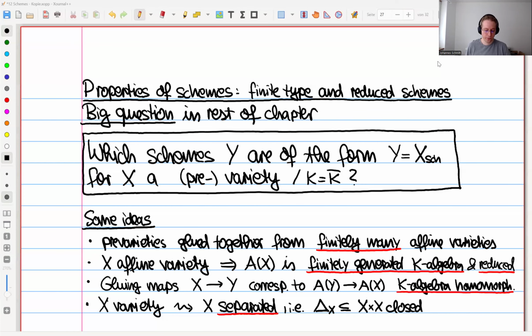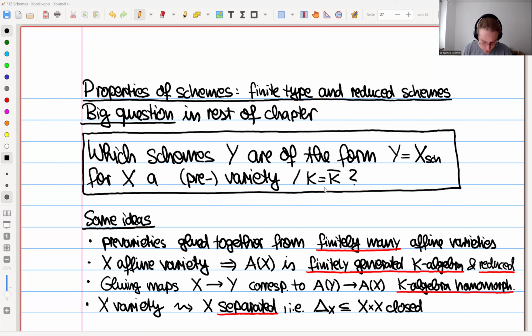The previous video explained how you start with the pre-variety X and get from it a scheme, X scheme. And the big question for the rest of the chapter is now the converse question: given any scheme Y, when is this of the form Y equals X scheme for X a pre-variety over this algebraically closed field K? So can you recognize what you get, which part of this whole theory of schemes you got?